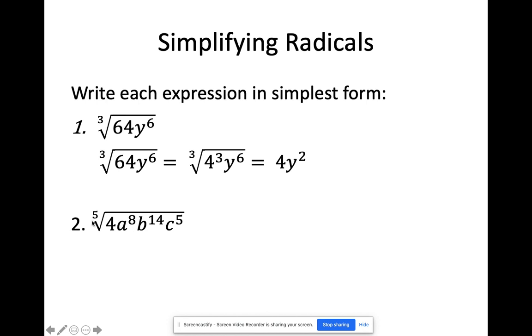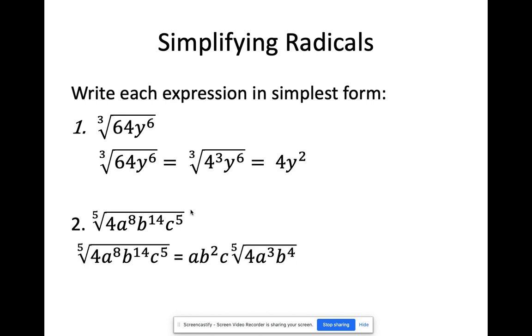Okay, the fifth root of 4, a to the 8, b to the 14th, c to the 5th. Okay, this one you listen carefully, okay? Because you already see the answer, okay? But how come the answer is like this? Okay, because I went straight from here going to the answer, okay? So, to do this, okay, let's start first with the number. Okay, 4 cannot be put out because there's no fifth root of 4. So the 4 still is inside. Okay?